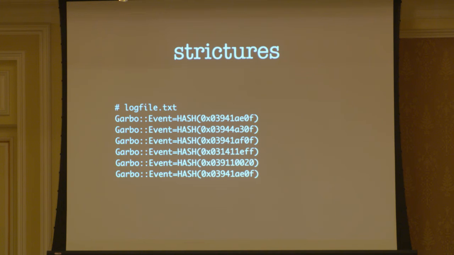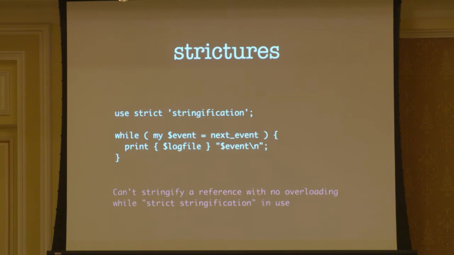Well, we can't turn it on by default, because some people really do reliably expect they can stringify references, even if they don't have stringification overloading. And that's okay, it's totally reasonable. That's the expectation we've set for a long time now. But some people don't like that expectation, they want to fix it. What if we could say no strict stringification, and this would become a runtime error the first time? Well, we can't do it right now because use strict means turn on all the strictures.